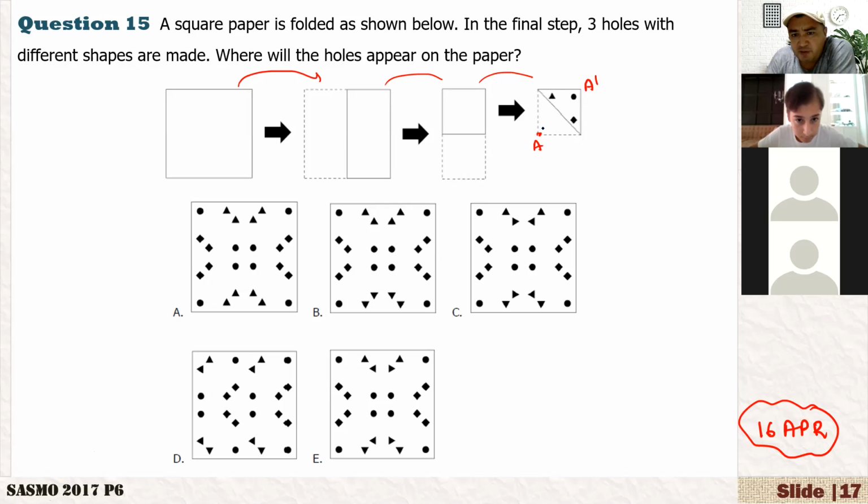This circle will be here. This circle will be here. And how about this one? This rhombus, right? If I just draw a line that is parallel to this, and also parallel to this, right? So the answer is somewhere here. Answer is D? Yes.